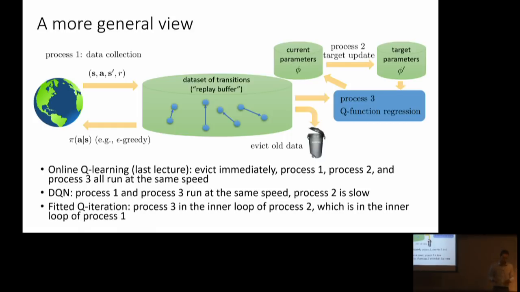And then fitted Q-iteration, the classic form, has process 3 running in the inner loop of process 2. So process 3 does a bunch of regression, perhaps even to convergence, and then process 2 updates the target values. That's fitted Q-iteration, and it runs in the inner loop of process 1. So that's where you get those nested loops. You regress all the way, update, maybe regress all the way again, update, and then go out and collect more data.